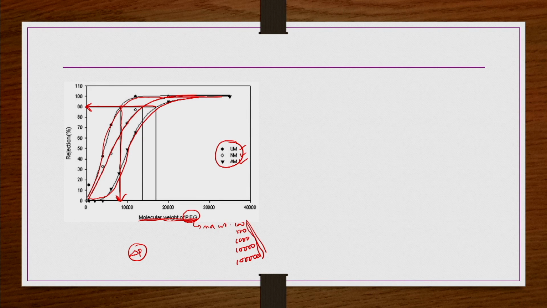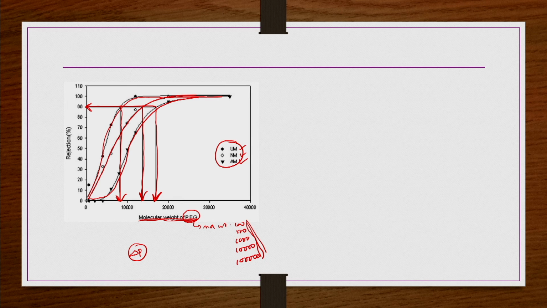So that means whatever PEG of molecular weight more than 8 to 9000 is there, it will almost be rejected, or more than 90% of it will be rejected. But if you take the NM membrane, then this molecular weight cutoff is almost 12 to 13,000. Right. For the other membrane AM, the molecular weight cutoff corresponding to 90% rejection is approximately about 18,000 or something like that. So you can see for different membranes, different molecular weight cutoffs are there.